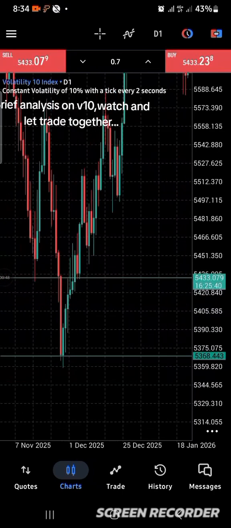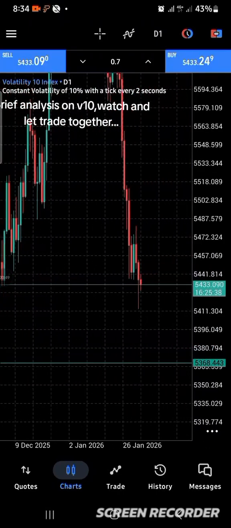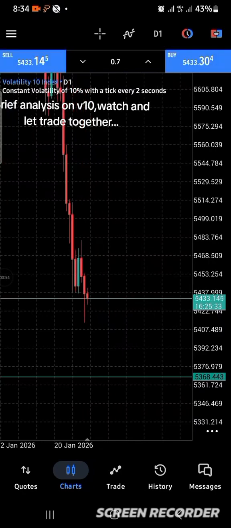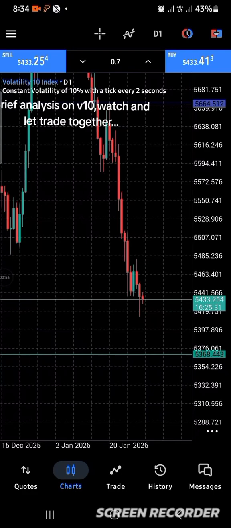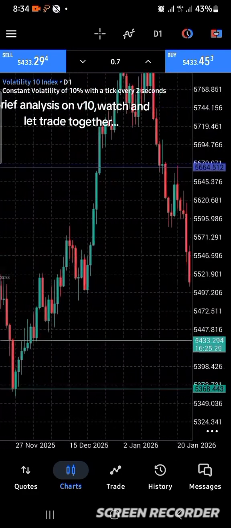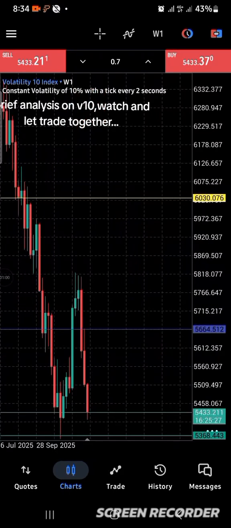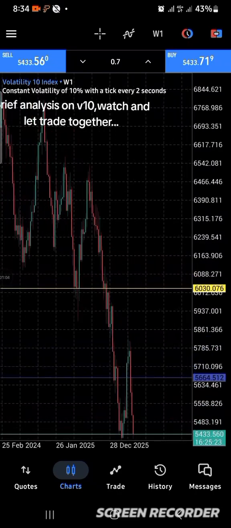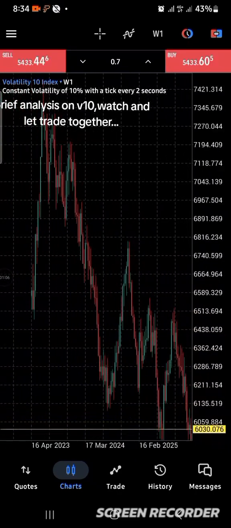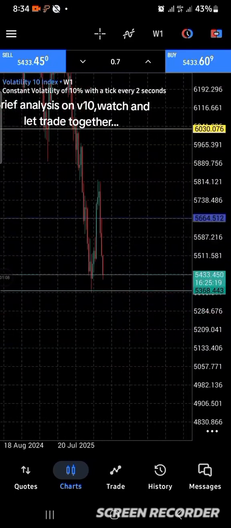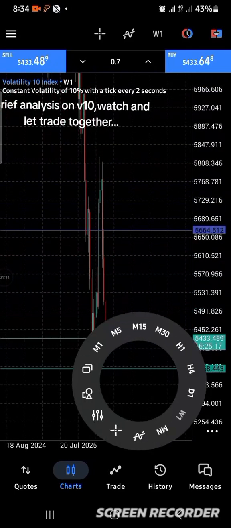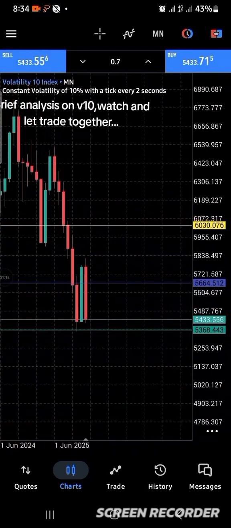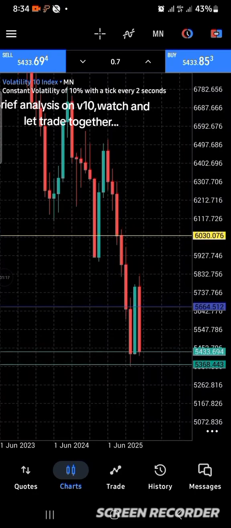So let's look at V10 this morning. Yeah, I want to analyze V10 this morning. If we check very well, V10 has been bearish for some time, for some weeks. It has been bearish. Let's check the monthly time frame. Yeah, it has been bearish for a long time.